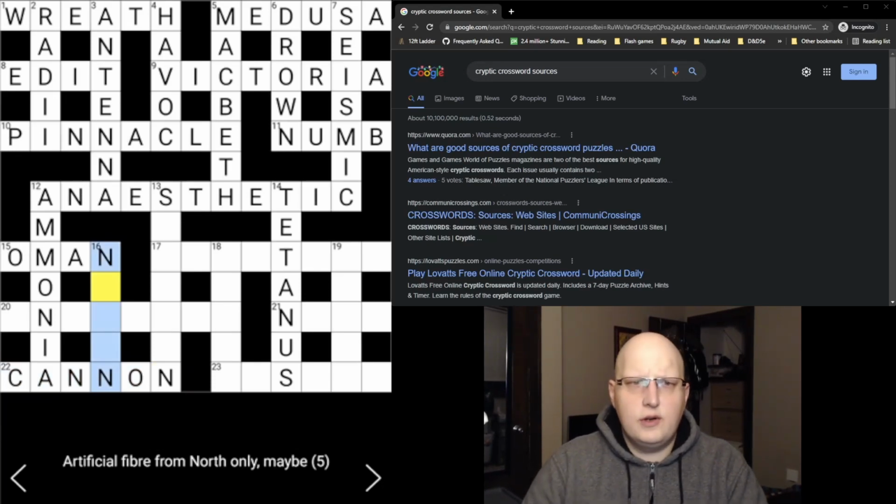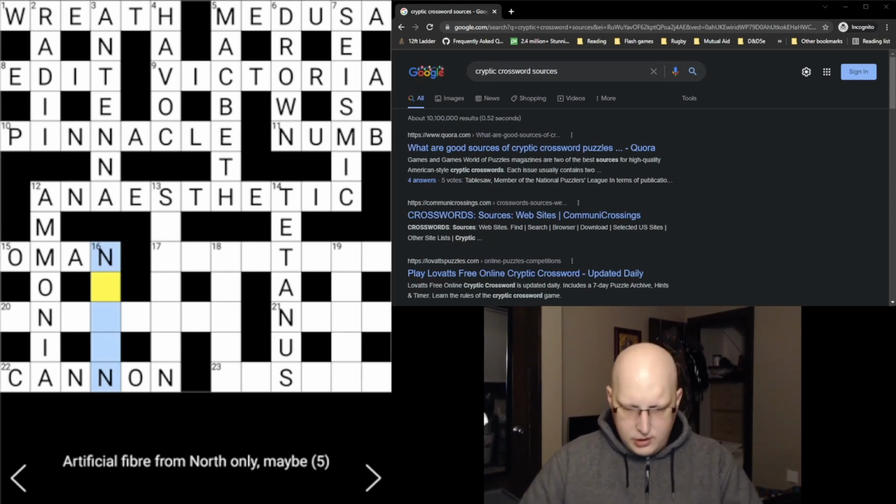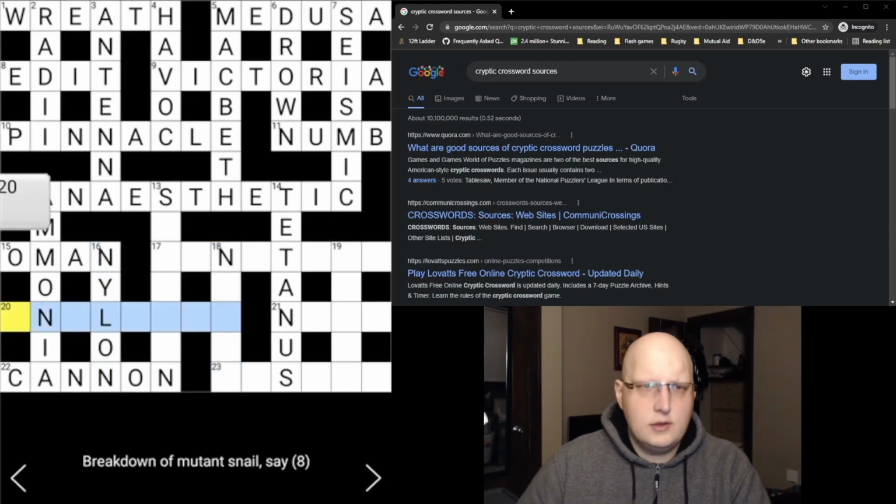Let's try this vertical clue. Artificial fiber from north only, maybe. Nylon, right? So north is letter N, abbreviation for north. And only maybe would mean the letters in the word only may be in some other order. So we get nylon.